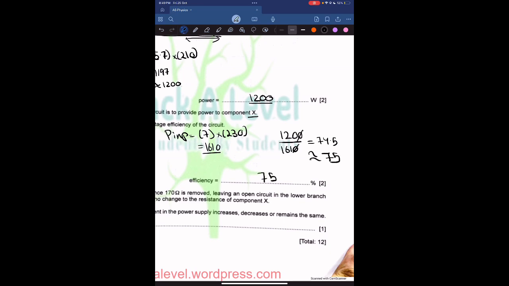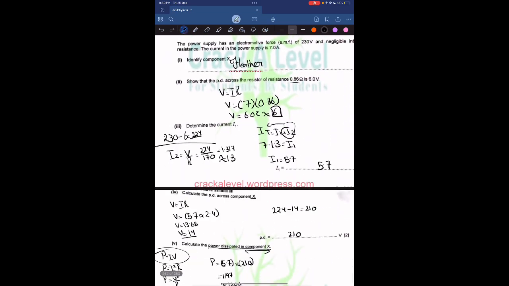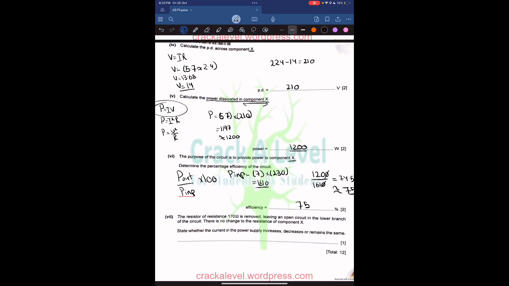Okay, I can easily get this. The resistor of resistance 170 ohms is removed, leaving an open circuit with the lower branch of the circuit. Okay, open circuit. There is no change in the resistance component of X.